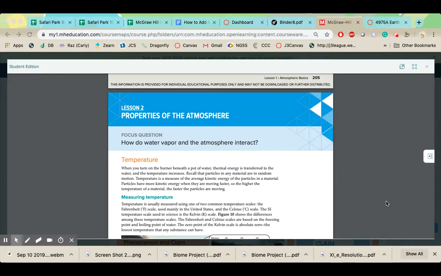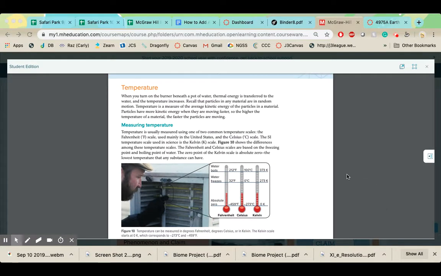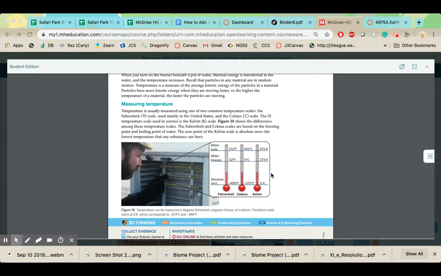In this section, we're going to be talking about properties of the atmosphere. And there's essentially three properties of the atmosphere that you need to know. The first one is temperature, and the second one is air pressure. And then the last one is humidity. And we'll talk about those three really quickly here. This section is pretty easy, so there's not a whole lot that you don't already know.